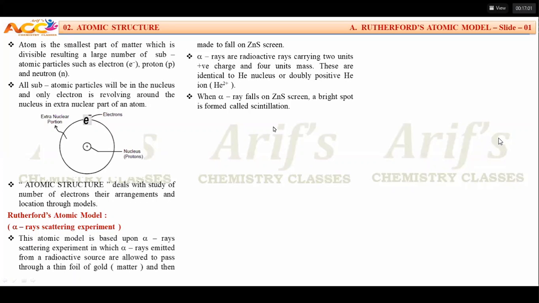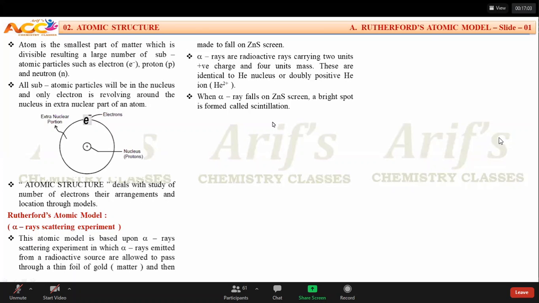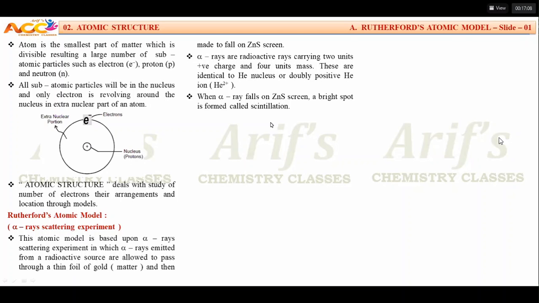When an alpha ray falls on a zinc sulfide screen, a bright spot is formed known as scintillation. Scintillation is a bright spot. The aim of Rutherford and his student was to find how many scintillations and the location of scintillations. Rutherford planned to count the number of scintillations falling on the zinc sulfide screen and their location also.